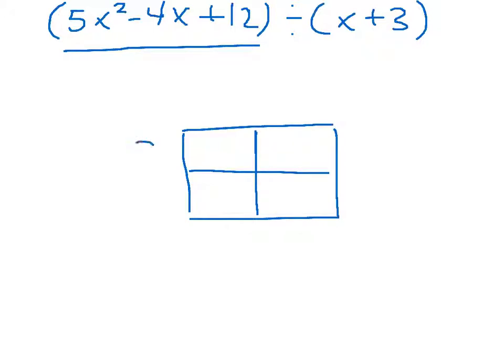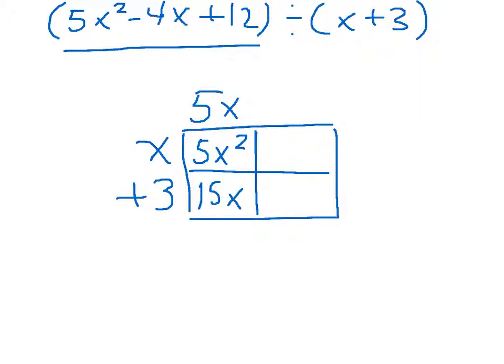My divisor always goes on the outside here. And I'm going to start filling in what I know. So I know I have 5x squared in the very first box. If the first box is 5x squared, I would need 5x up here on the top, and that's going to make 15x when I multiply 5x times 3 on the bottom.